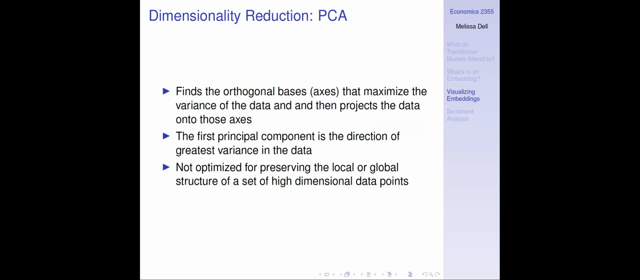So what PCA, principal components analysis, does is find the orthogonal bases or axes that maximize the variance of the data, and then projects the data onto those axes. The first principal component is the direction of the greatest variance in the data. The reason you don't want to do this is it's not optimized for preserving either local or global structure of a set of high dimensional points, which is kind of what you want when you're visualizing things. You want to preserve that local structure and ideally preserve some of the global structure. So usually this isn't going to provide satisfactory results.